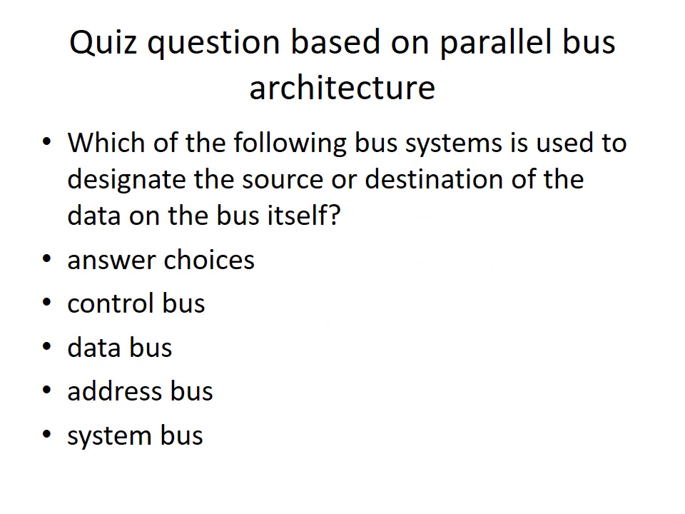So students, now the question is up to you. Which of the following bus systems is used to designate the source or the destination of the data on the bus itself? The choices are control bus, data bus, address bus and system bus. I hope you will be able to understand and answer this question.